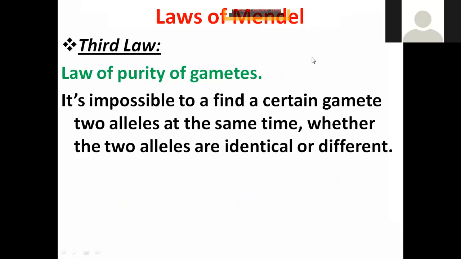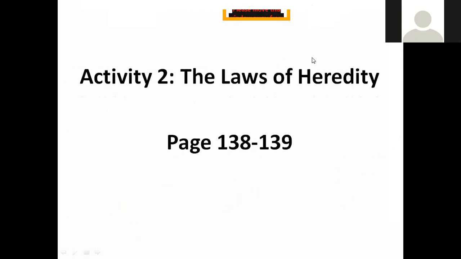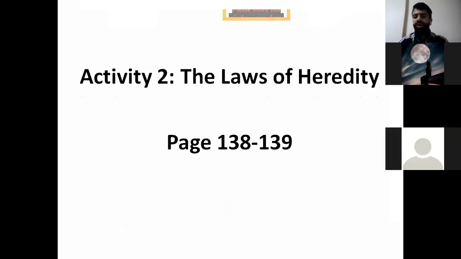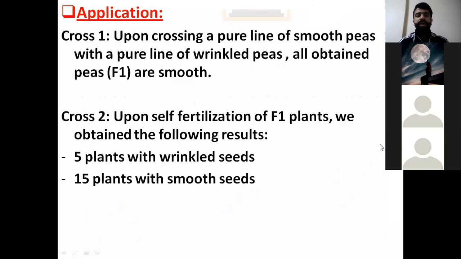So this is the third law, law of purity of the gametes. All the gametes are identical or similar. It's impossible to have two alleles at the same time, whether they are two identical alleles or they are different. So activity 2, it's the laws of heredity on page 138, 139 in your book. So here, application. This application will help you to understand what we have explained.